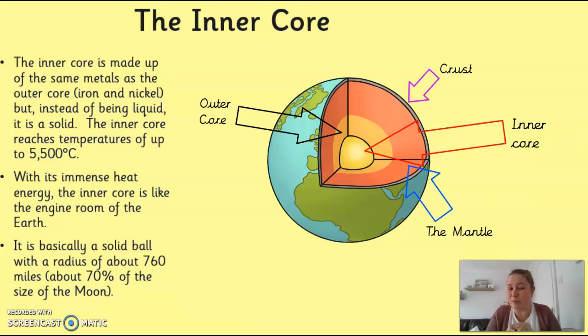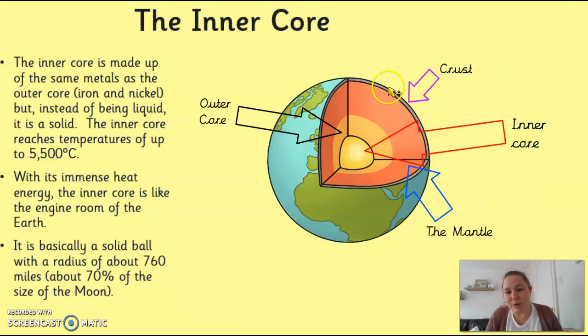It is basically a solid ball of metal. Now it says on your screen it has a radius of 760 miles. So that's about 70% of the size of the moon. So you know our moon's quite a lot smaller than us, and just that ball, that solid metal ball at the inner core, is about 70% the size of the moon.